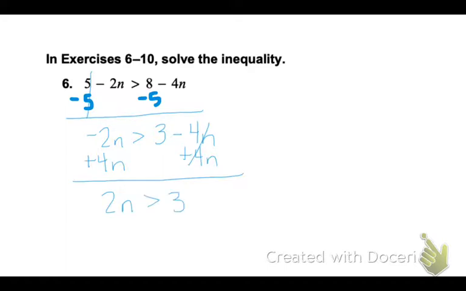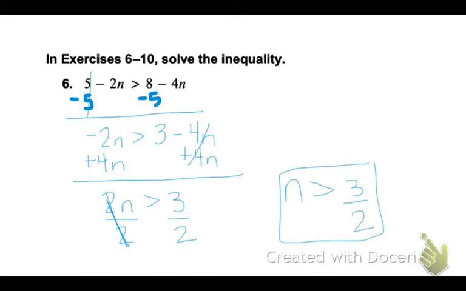Now we're going to divide both sides by 2. We're dividing by a positive number, so there's no need to reverse the symbol. And n would be greater than 3 over 2 or 1.5, however you want to show that. It's okay to leave it improper as long as it's simplified. I would also accept a decimal answer as long as it's not a repeating decimal. If you get a repeating decimal, there's no way for us to notate that, so that's where you always want to keep it in a fraction form.